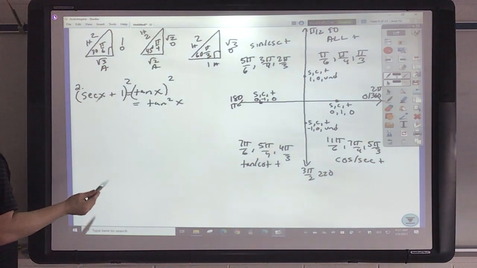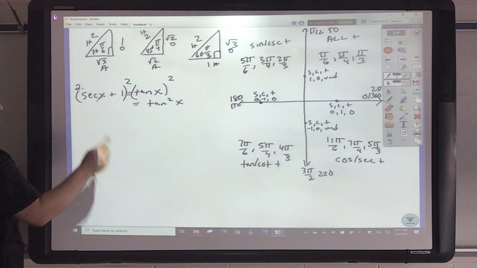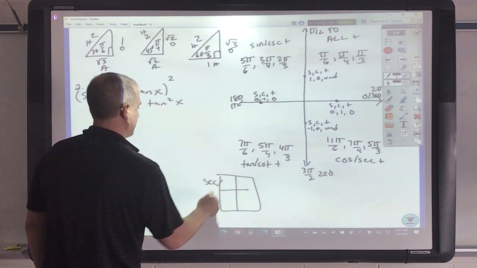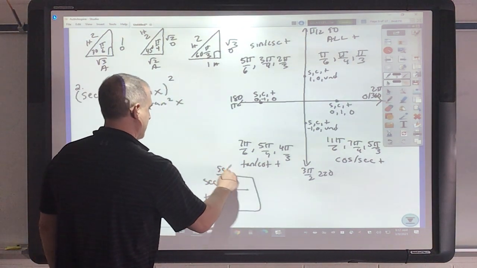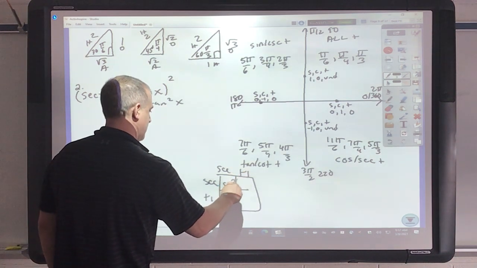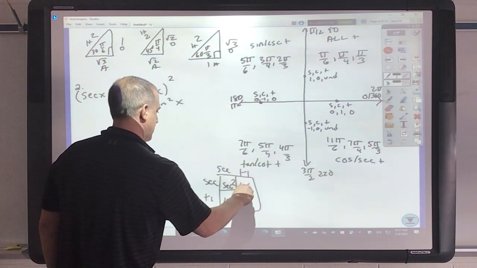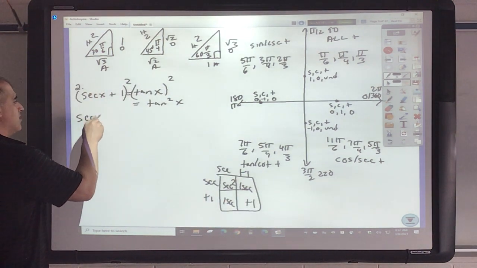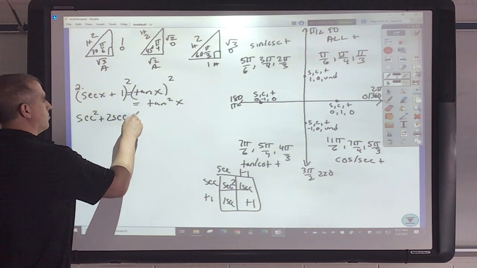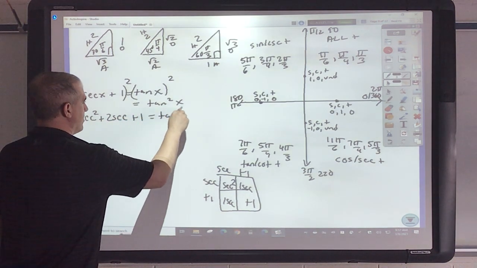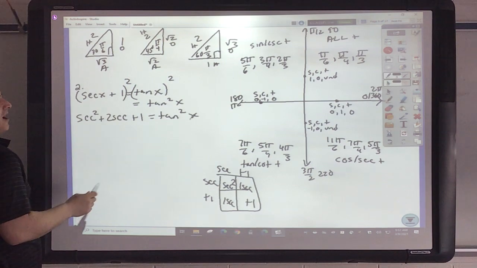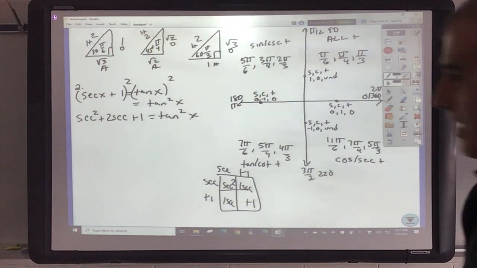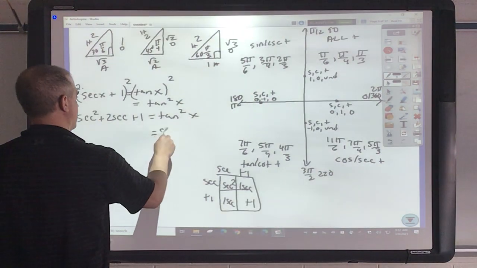Now, like I said, this might be something that you figure out when you square that. Secant plus 1, secant plus 1. So that's secant squared, 1 secant, and 1. So what that's going to turn into is secant squared plus 2 secant plus 1 equaling tangent squared. Now, since I have this here, I'm going to sub out what tangent squared equals.